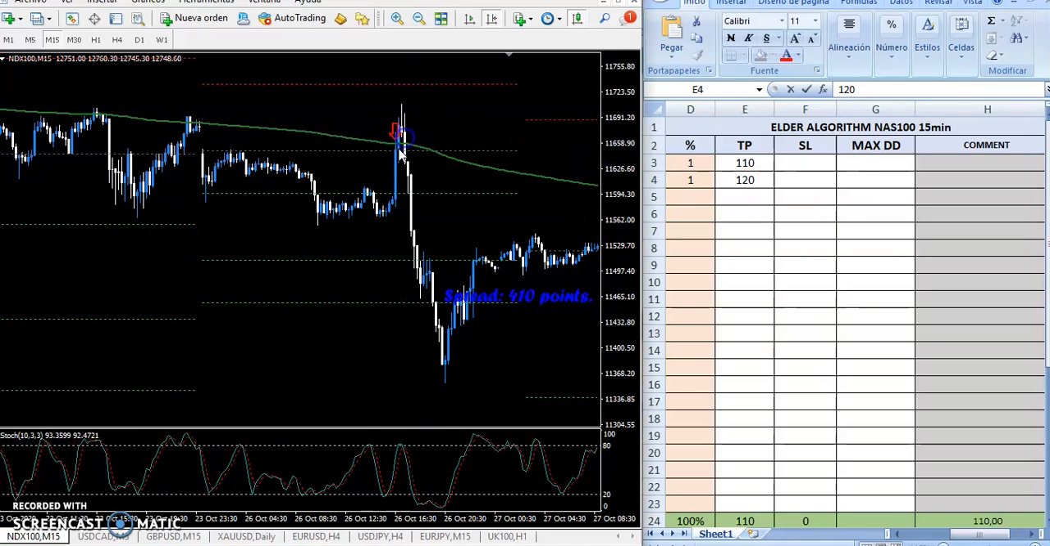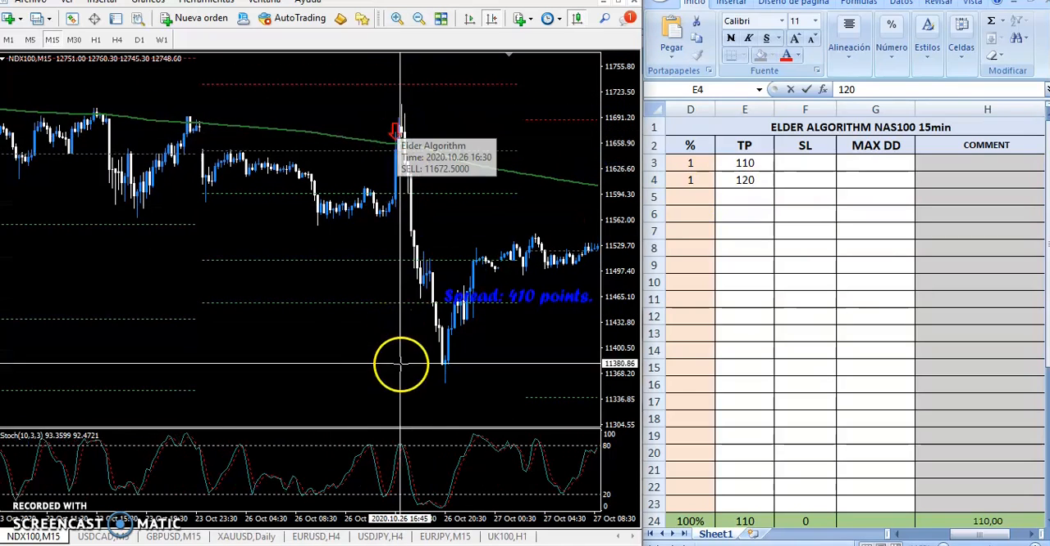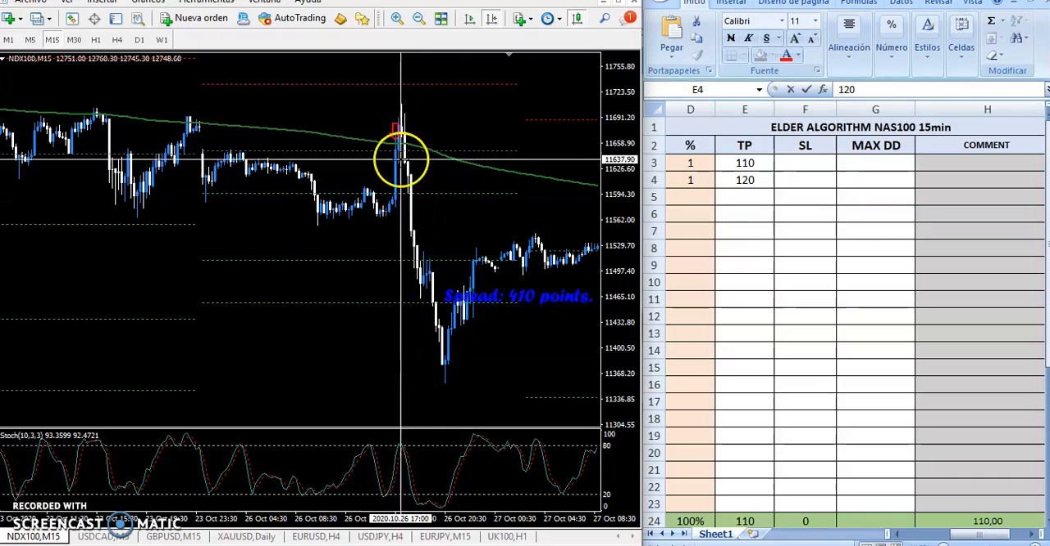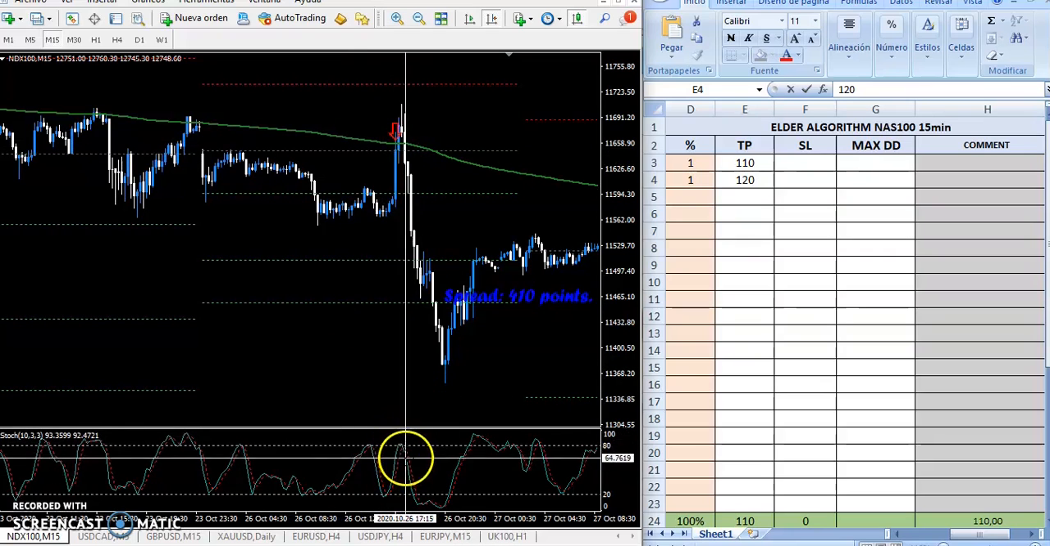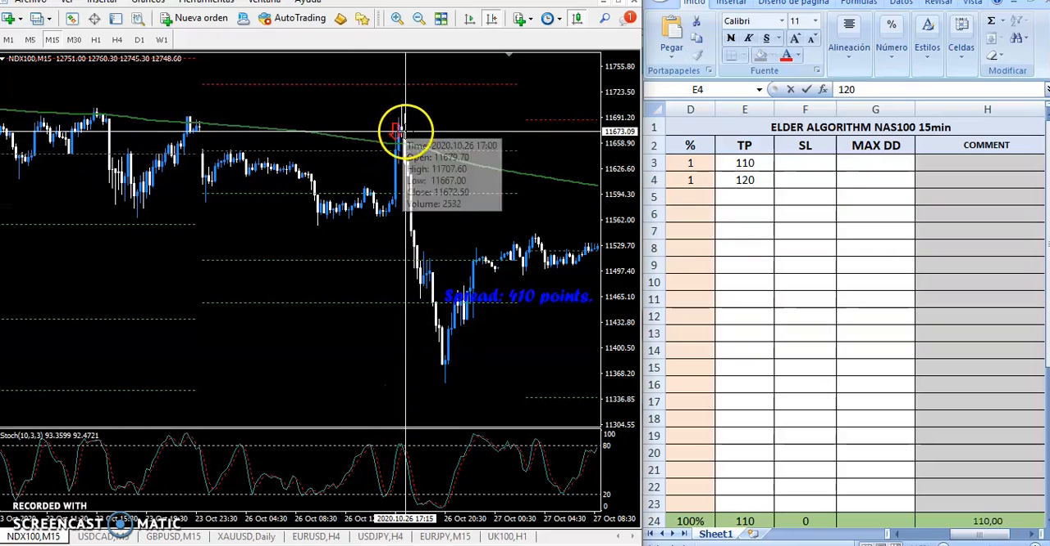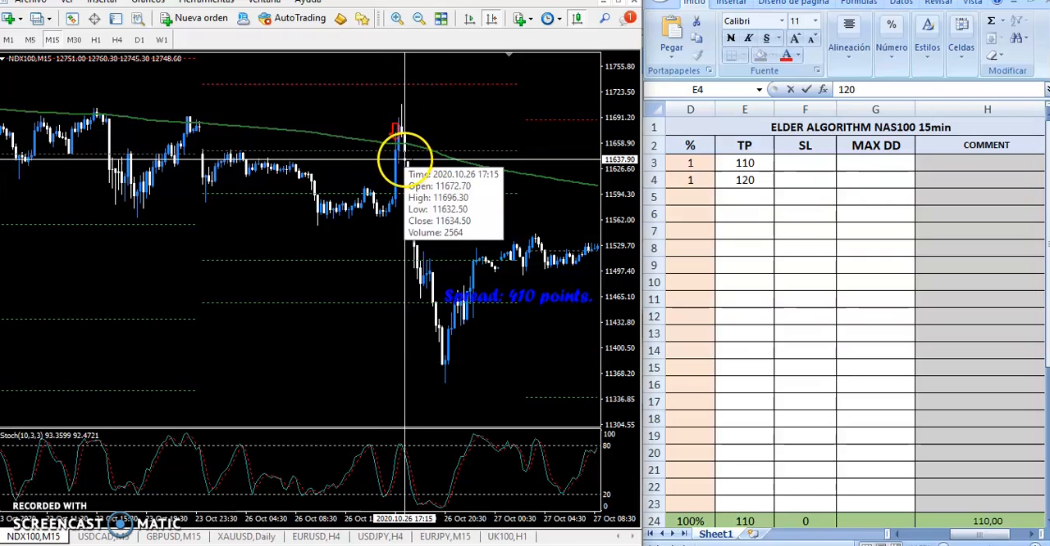Moving on to the next trade, we have an excellent trade here. We have a huge sell-off in price, and we've got a signal from the Elder algorithm. So again, we're just going to wait for the stochastic oscillator to pass back below 80. This happens somewhere around this bar.